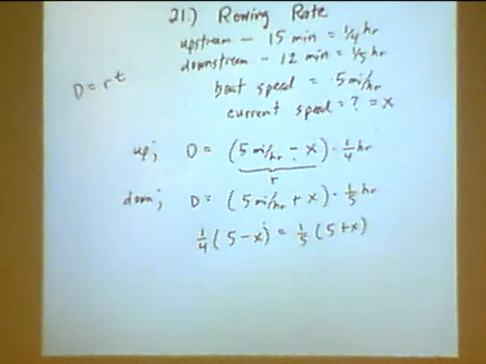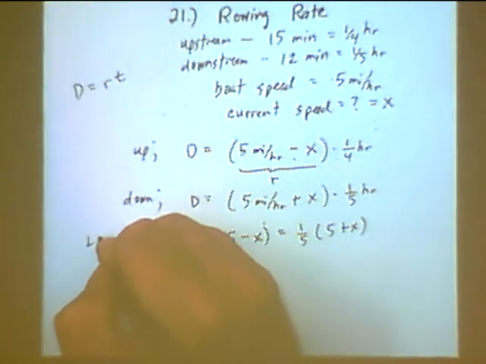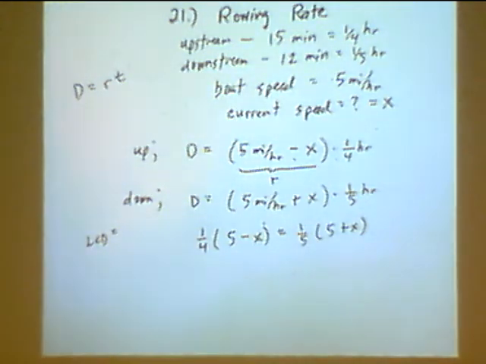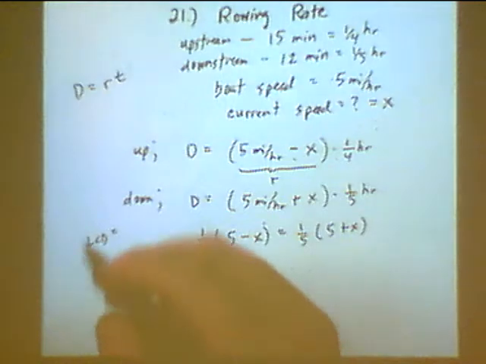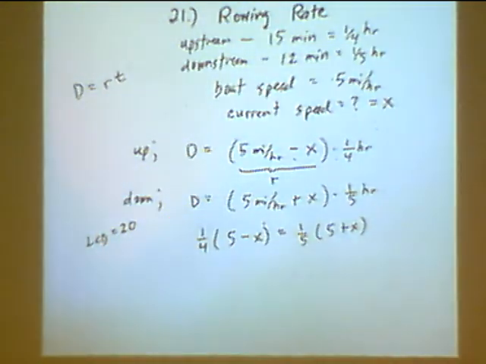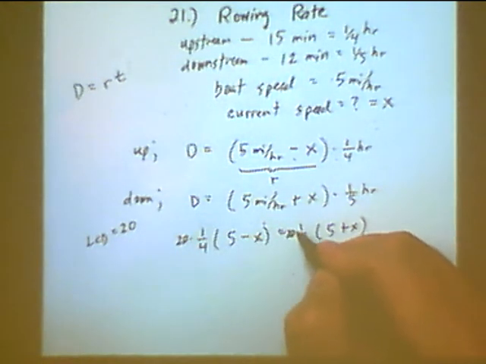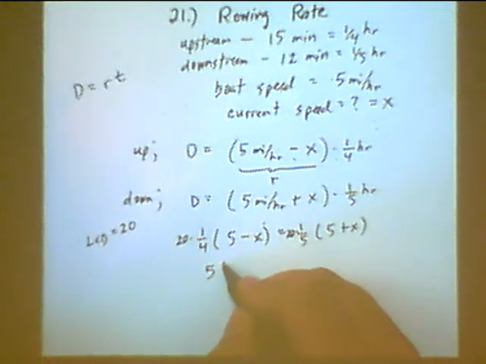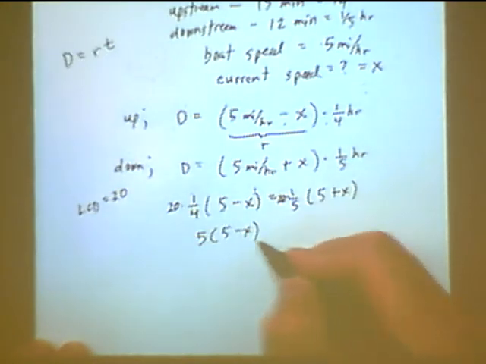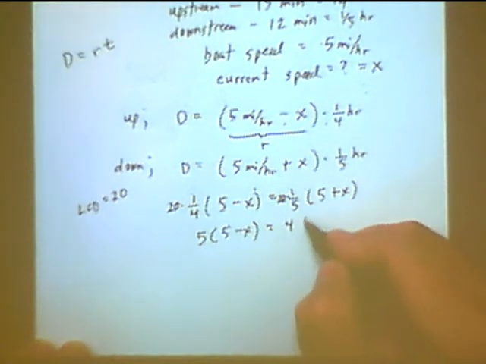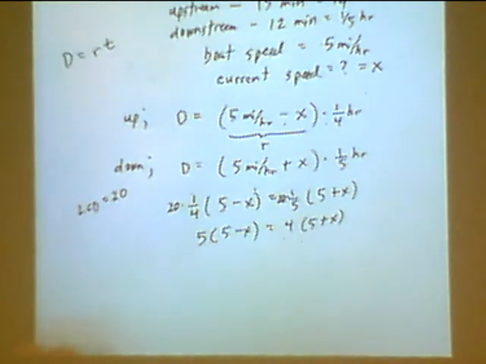Now we just do algebra, and since I have a couple of fractions here, I'm going to go ahead and clear the fractions, since I don't like to really work with fractions. The way we clear fractions is a two-step process. We find the LCD, and then we multiply both sides by the LCD. Well, if I've got denominators of 4 and 5, the LCD is going to be 20. So I'll multiply both sides by 20, and then I end up with 5 times (5 minus x) equals 4 times (5 plus x).